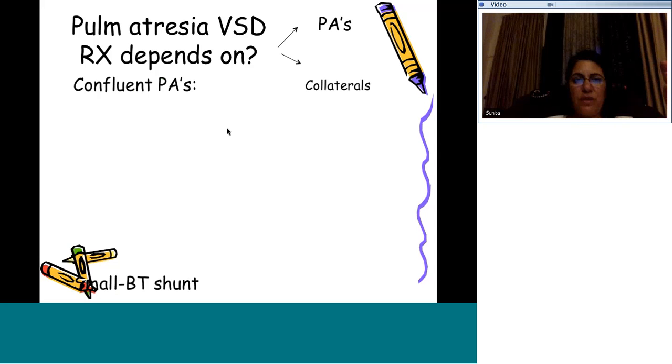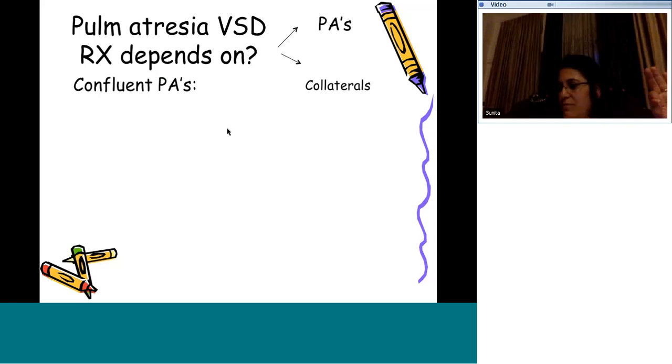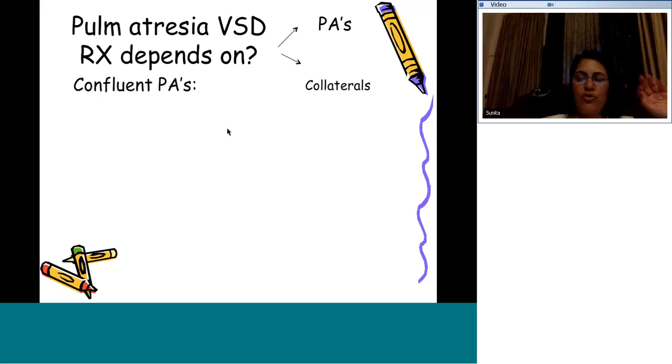So if you've got confluent branch PAs but they are small, what is the treatment? BT shunt, right? They are small, you do a BT shunt. If you have confluent branch PAs and they are good sized and the collaterals are not many, what do you do? They are good size, they are supplying most of the lung fields. This is a slight simplification of pulmonary atresia VSD, but just so you understand conceptually.